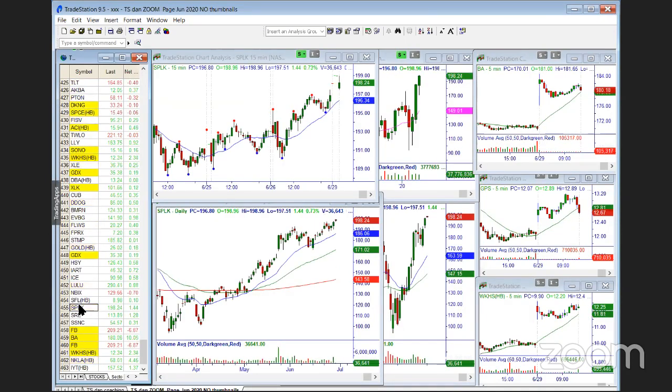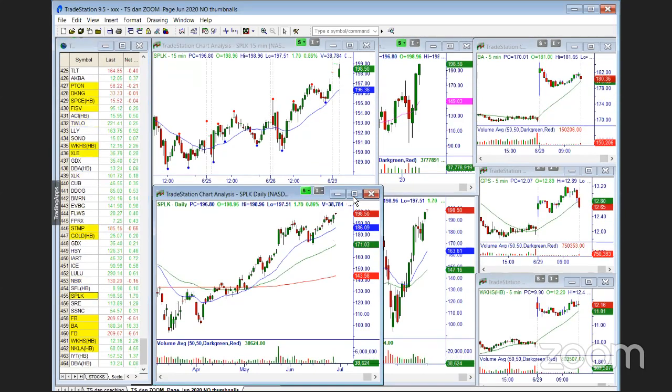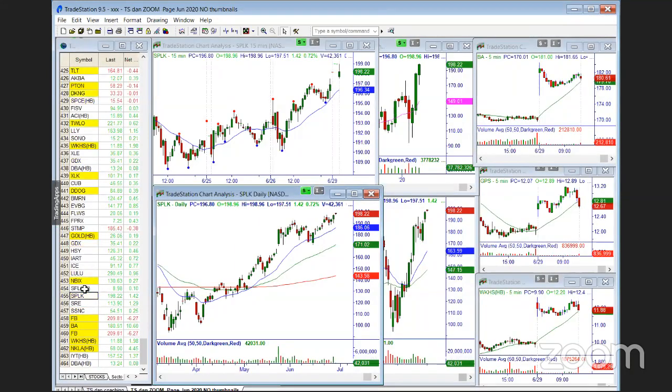Splunk, another one kind of like Twilio. Look at that thing. Wow, and it all started. Well, I guess it is a double bottom if you start from here, coming all the way down, and there's your retest. But it's a bullish gap from a bullish retest. That is on its own page.